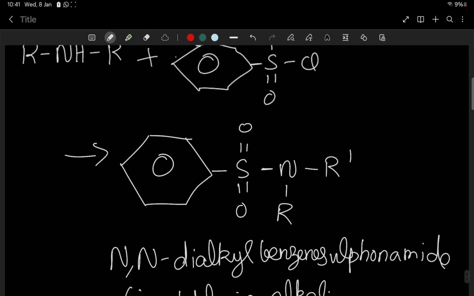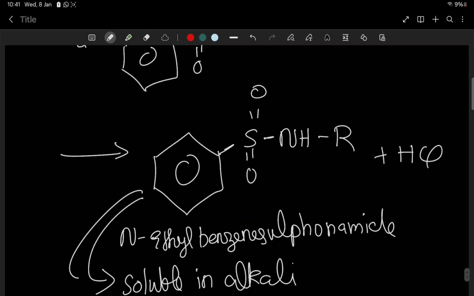Why was the above compound soluble in alkali? Why was it soluble?